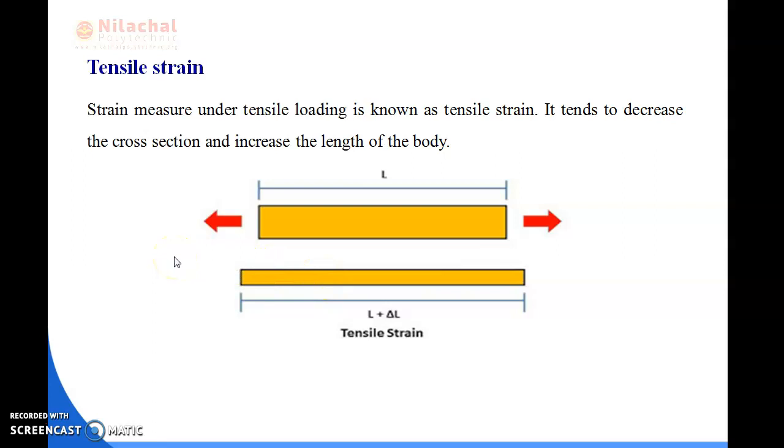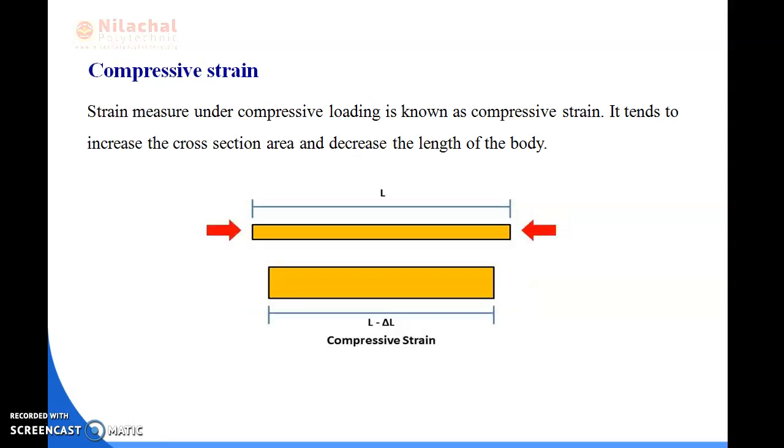Okay, so next is compressive strain. It is the opposite of tensile strain. That means when a body is subjected to two equal and opposite pushes, that is a pushing force, meaning compressive force, the length of the body is decreased and the width of the body is increased. You can see here the length is decreased and the width is increased. So due to the compressive force, the body gives a strain known as compressive strain. By its definition, strain measured under compressive loading is known as compressive strain, and it tends to increase the cross-section area and decrease the length of the body.